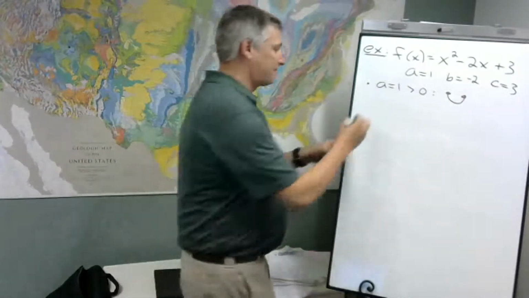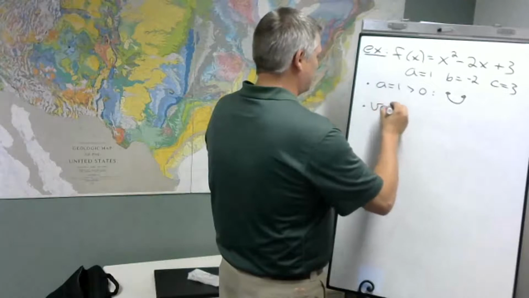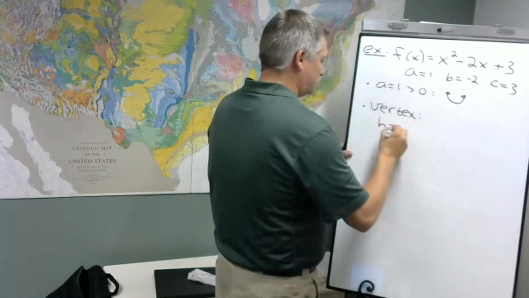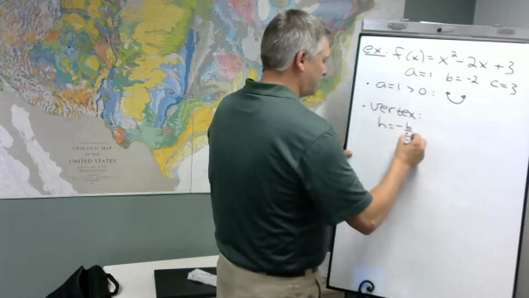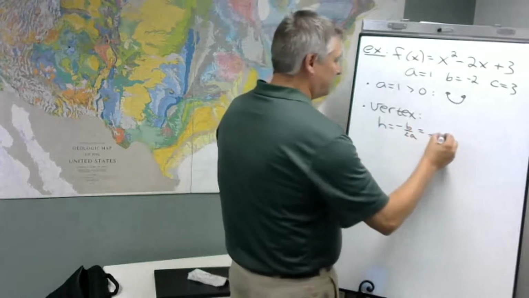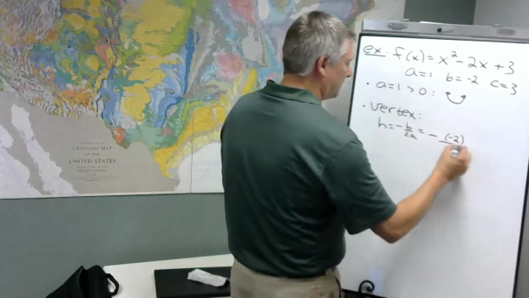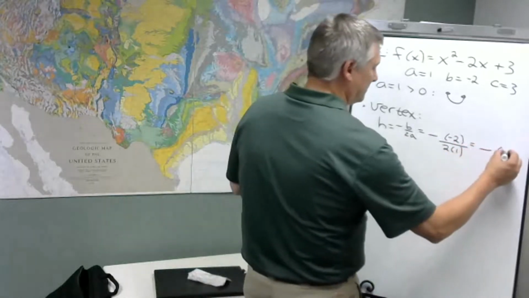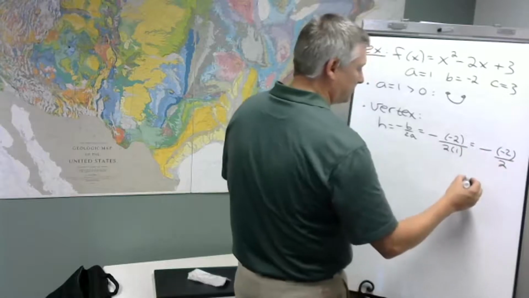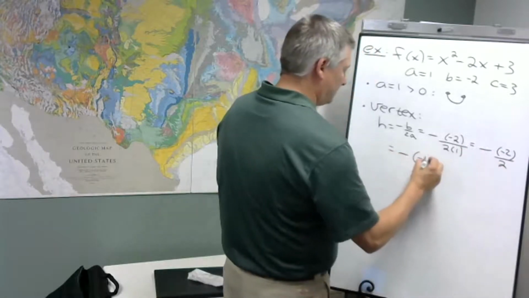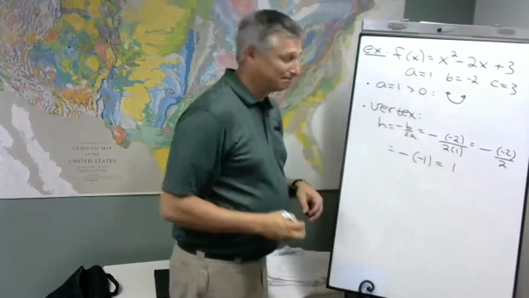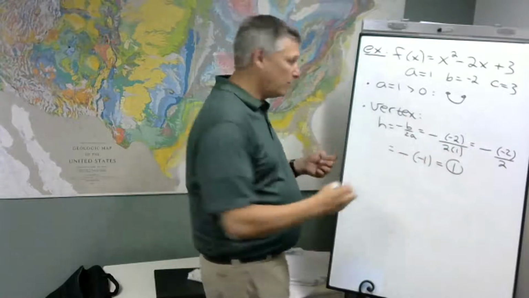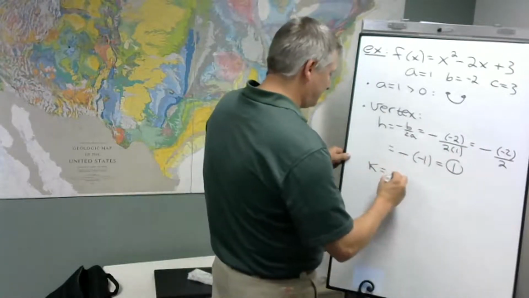All right, vertex. H, negative b over 2a, or negative negative 2, 2 times 1, or negative 2 over 2, negative 1, or 1. So for k, we just plug in 1 into f.